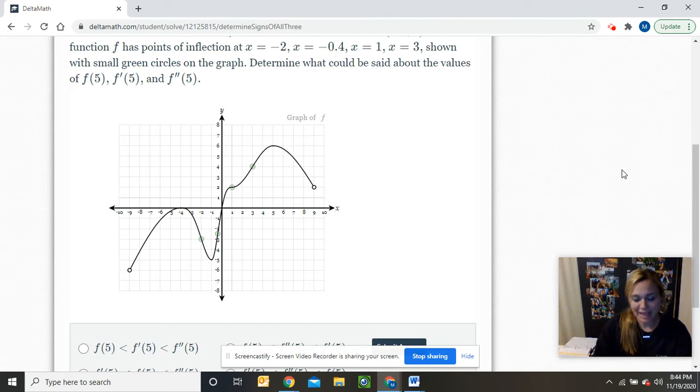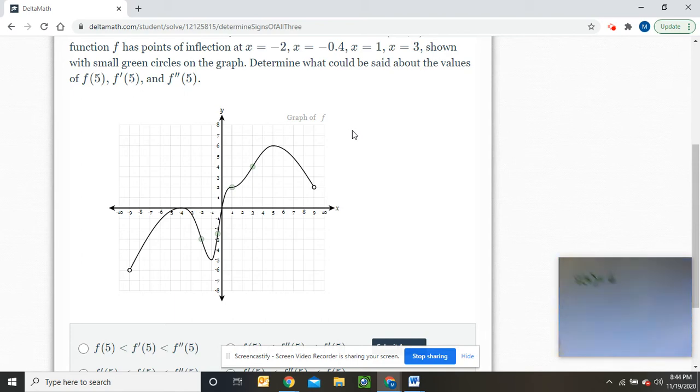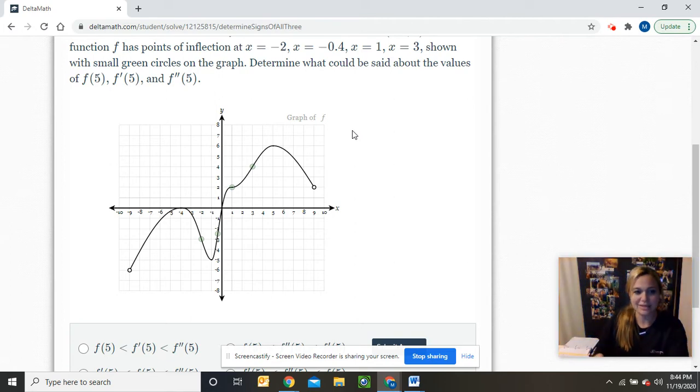So if we are comparing f of 5, the very first thing is just what is the function value at 5? This is the graph of f, so f of 5 is just going to be 6. And that's it. If I'm writing this on a piece of paper, I'm just writing f of 5 is equal to 6. Then the next thing I'm thinking is, okay, what's going on at x equals 5?